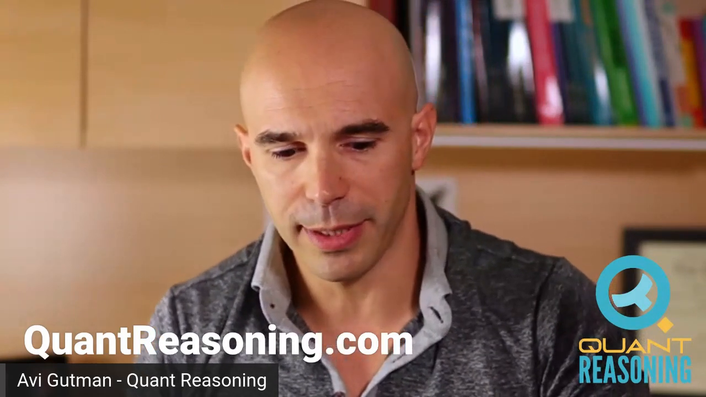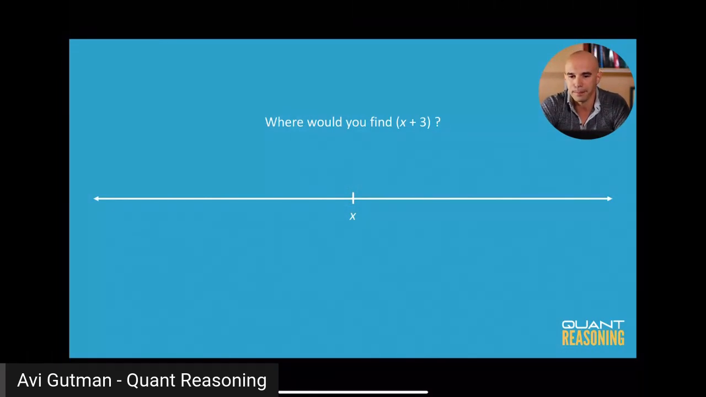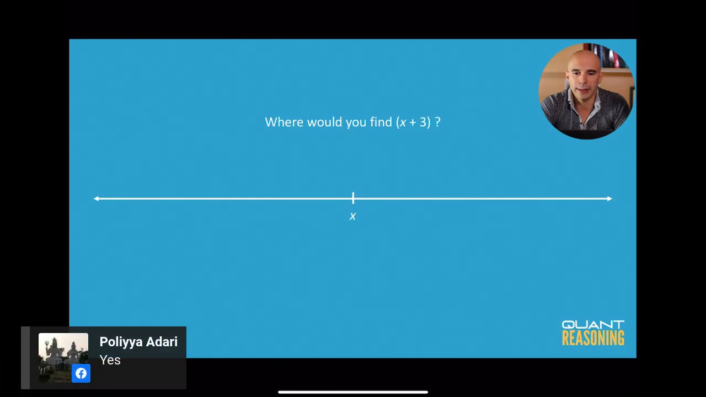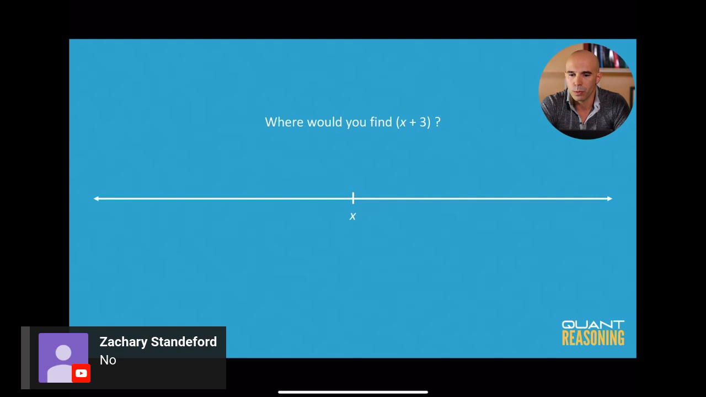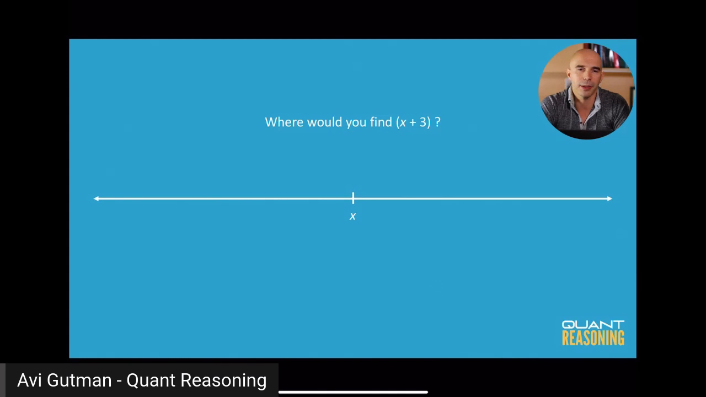So at its most fundamental level, number line reasoning is thinking about things like this. If we know where x is on a number line, we're looking for x plus 3. Where would you expect to find x plus 3? To the left of x, to the right of x? How far to the left or right? Plus 3 literally means 3 units to the right on the number line. So that shouldn't be excessively difficult.